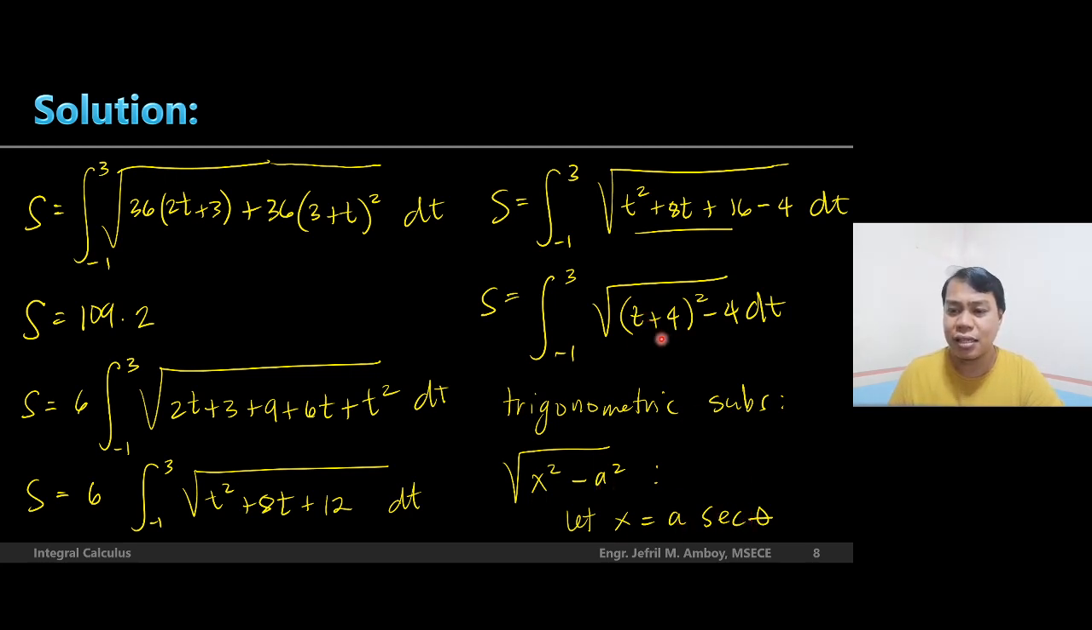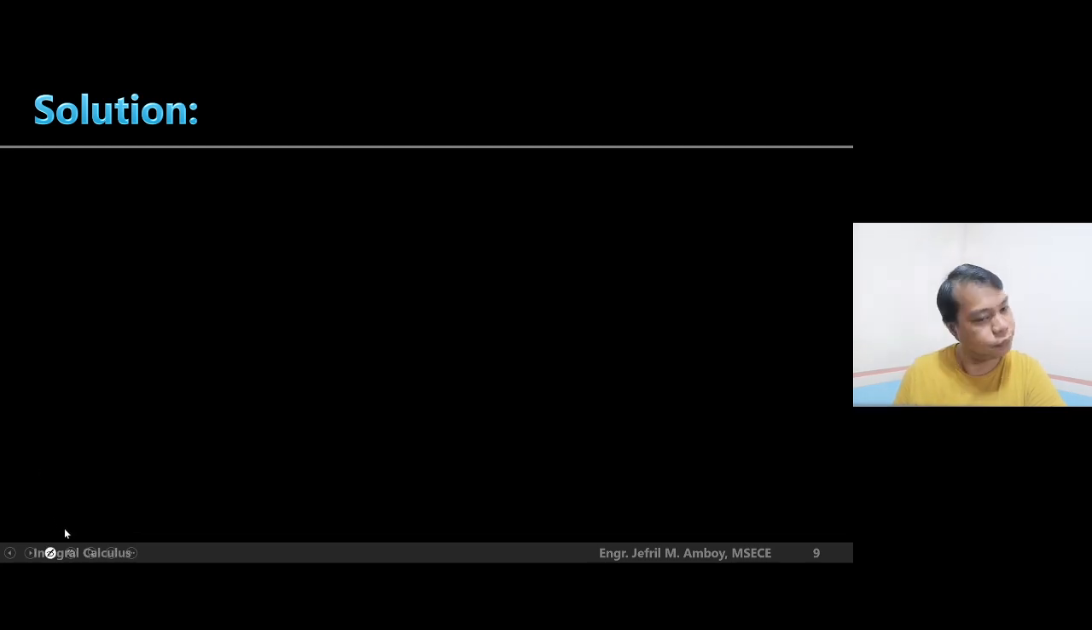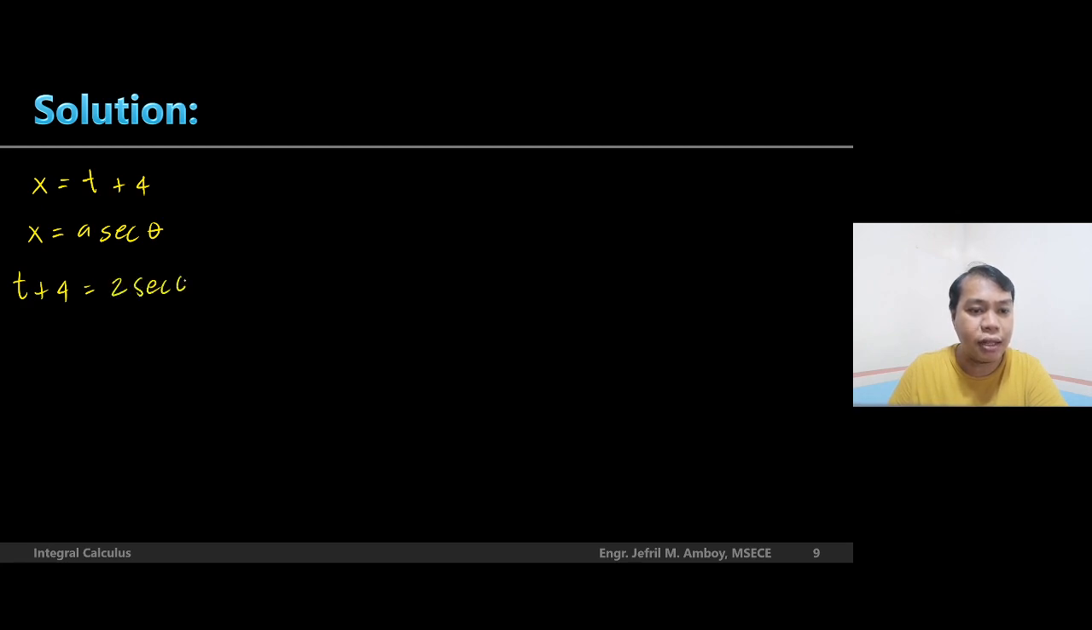So, in our case, ito yung x natin. This is our x. And a squared is 4, so a must be equal to 2. So, ngayon gawin natin yan. Let x, which is t plus 4, be equal to 2 secant theta. Yung x natin is t plus 4. So, we let that x be equal to a secant of theta. So, t plus 4 equals a, which is 2, times secant of theta.